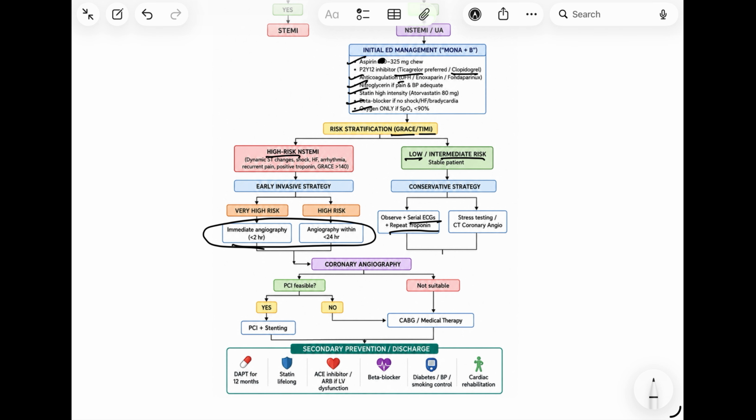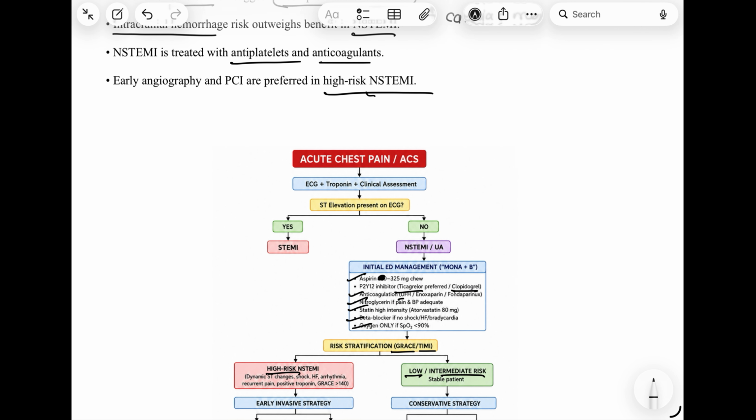Right? So this was all about STEMI and NSTEMI. I hope you got a decent idea about STEMI and NSTEMI, and it will help you for your exam.